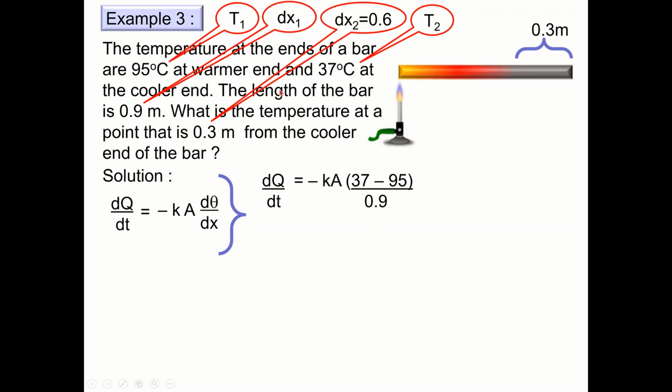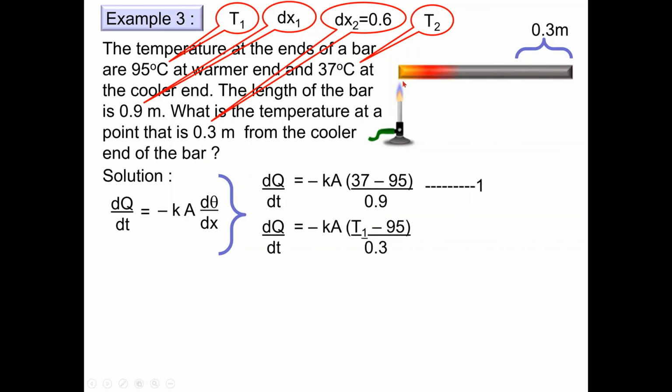So the first equation involves dx1, so dQ/dt equals negative KA. dQ/dt is not given, K not given, A not given, but it all happens in the same rod, in the same bar. So we just rewrite the equation as dQ/dt, K and A. So temperature from hot to cold. So hot is 95 degrees, cold is 37 degrees, divided by 0.9 for the whole length of the bar. So this is equation 1.